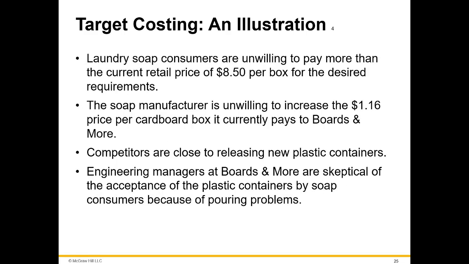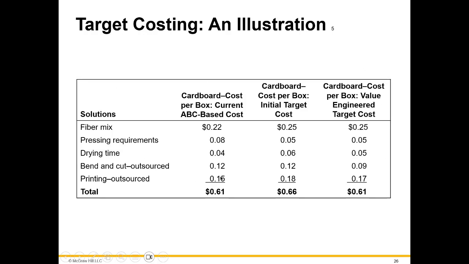Now let's talk on the cost side. Laundry soap consumers are unwilling to pay more than the current retail price of $8.50 per box. The soap manufacturer is unwilling to increase the $1.16 price per cardboard box it currently pays to Boards and More. Okay, so competitors are close to releasing new plastic containers, but the engineering managers at Boards and More are skeptical that these plastic containers will be acceptable because of pouring issues. So, all right, we have kind of set out what the constraints are here.